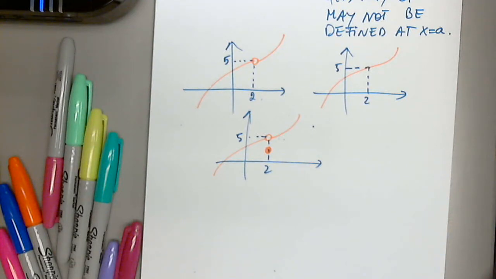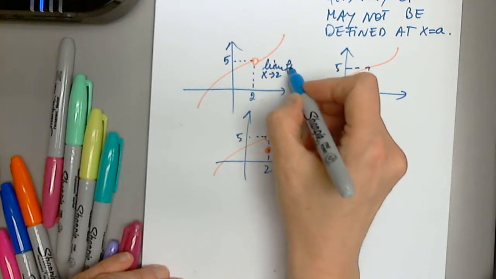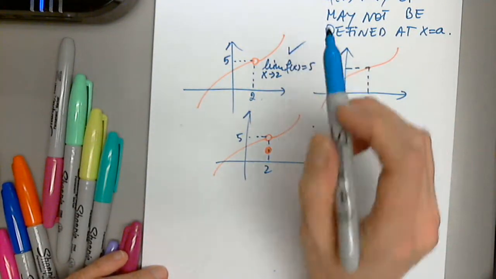As long as the left and the right approach the same number, I don't care whether the function is defined there or not. Both sides approach the same number. Approach means approach, not equal to, right? Because I cannot make x equal 2. So can I say in the first case that the limit from either side of 2 of f of x is 5? The answer is yes. That's correct.